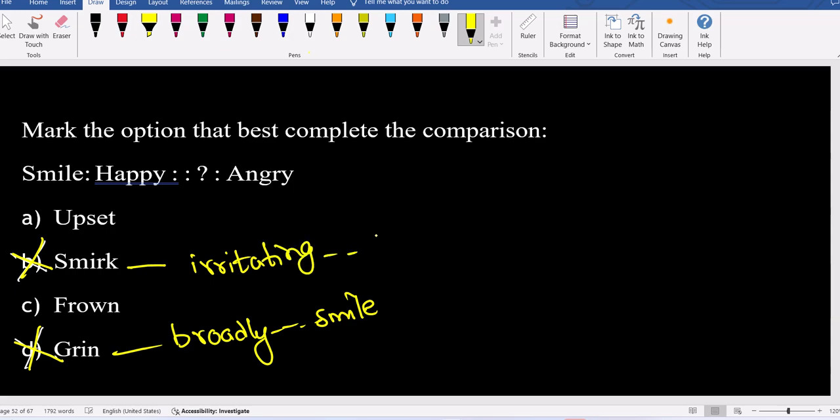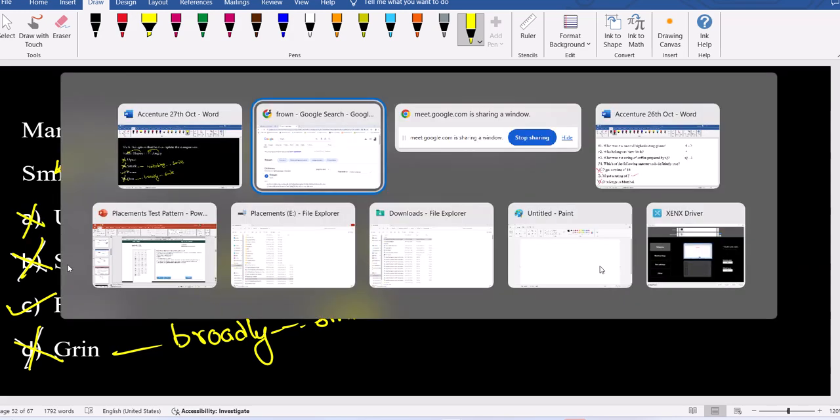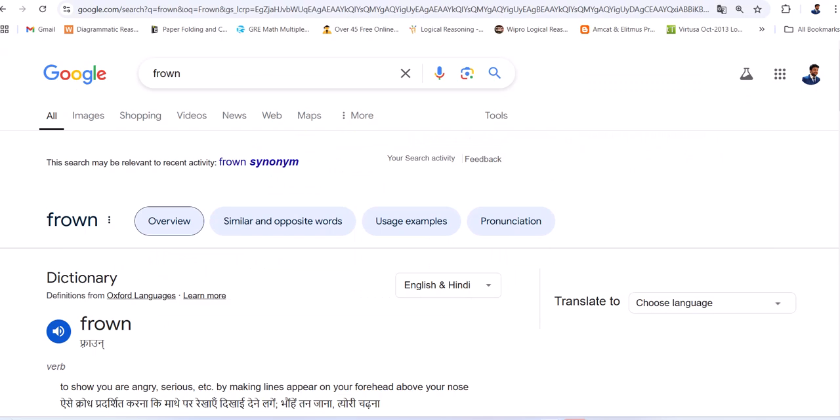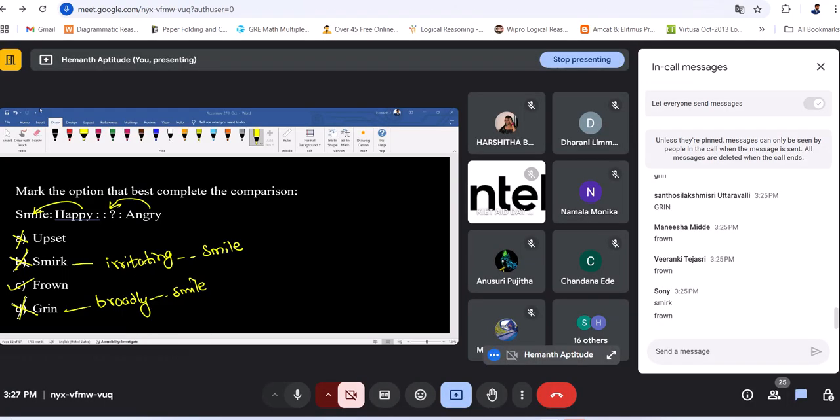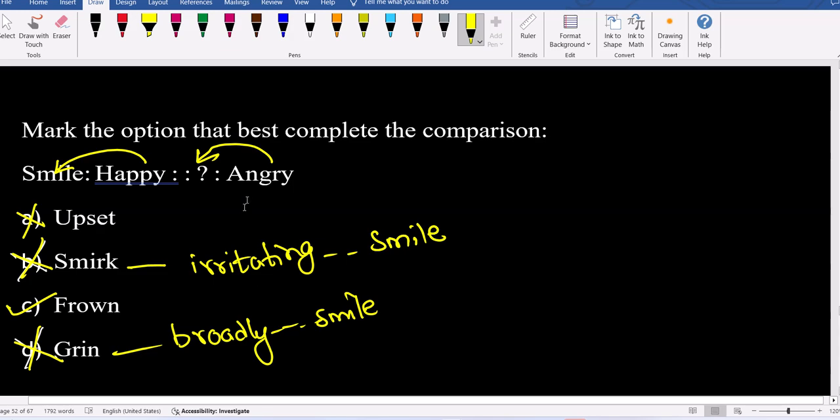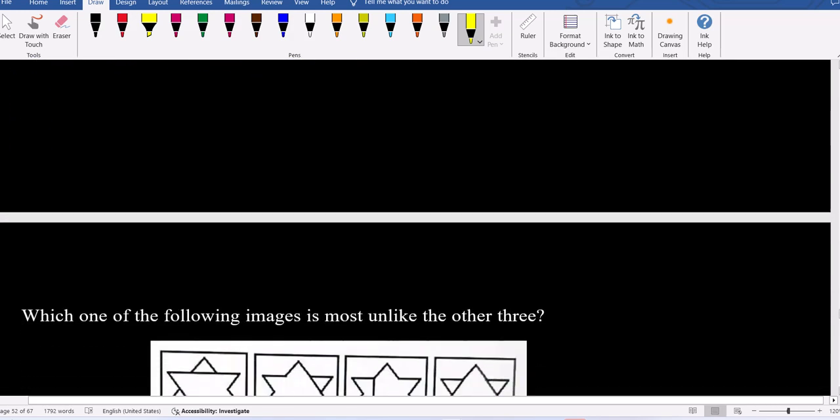So now what can it be? It's not grin or smirk. Frown is serious. When you're happy, you will smile. When you're angry, you will be serious. I think it might be option C that is suitable here. Frown means you are showing that you are angry. Smile is to show your happiness. Frown is showing you are angry. Grin is regarding smiling only. Smirk and grin are related to smile.